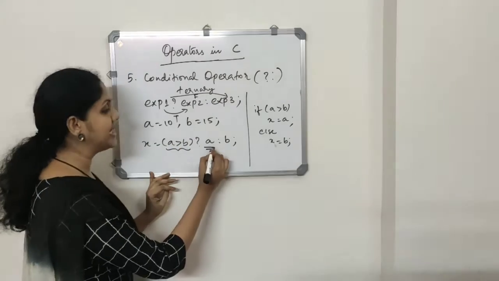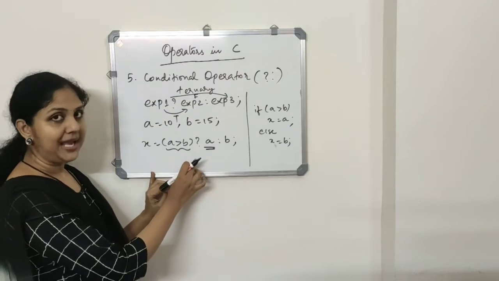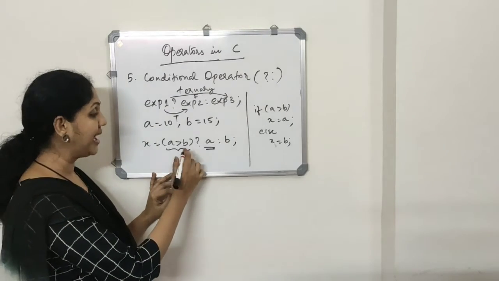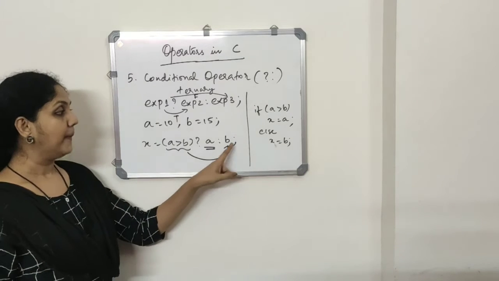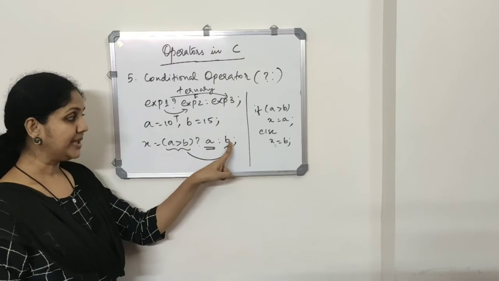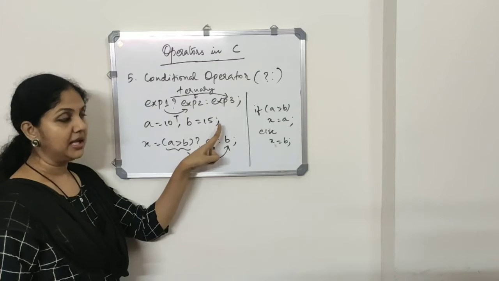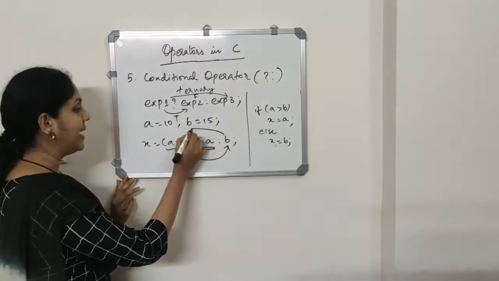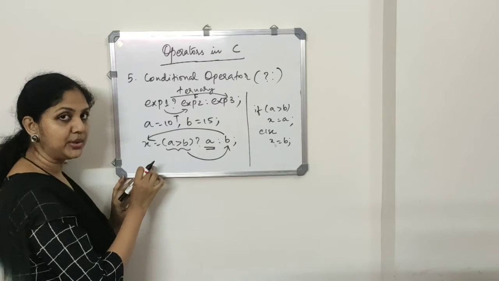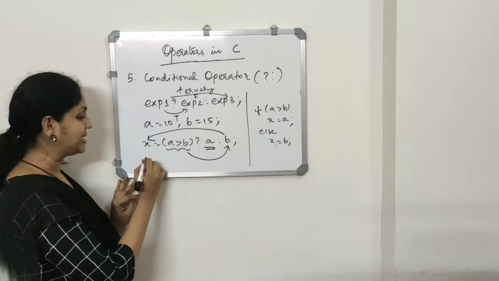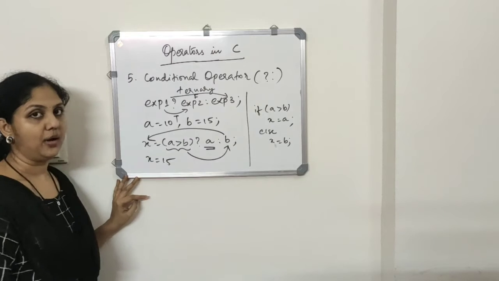It will skip this expression. A will not be executed. Then expression 2 will be executed, that is B. So what is the value of B? 15. Value of B will be assigned to X. So after writing this, if I try to display the output, X will contain 15 now.